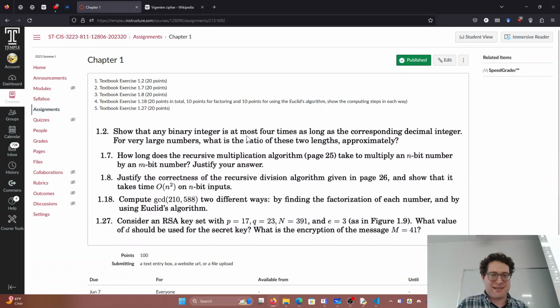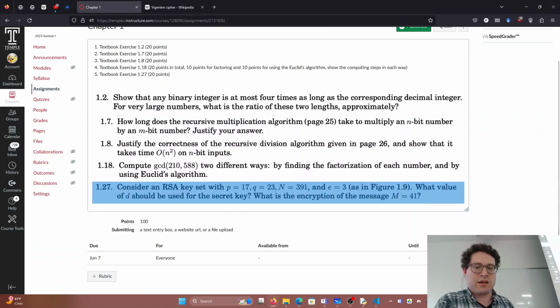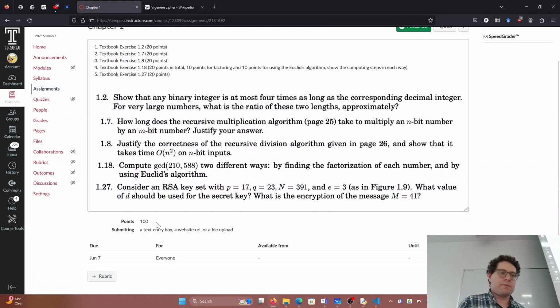So here we've just got a random question. We look at the recursive multiplication algorithm that we talked about. Then the last two are relevant for the quiz. Compute the GCD by factoring and by using Euclid's algorithm. Question 27 gives you RSA of P, Q, it gives you the N, and it gives you E. So it gives you basically everything but the decryption key, and because you've got P and Q, you can figure out what the totient of N is supposed to be. What value of D should be used for the secret key?